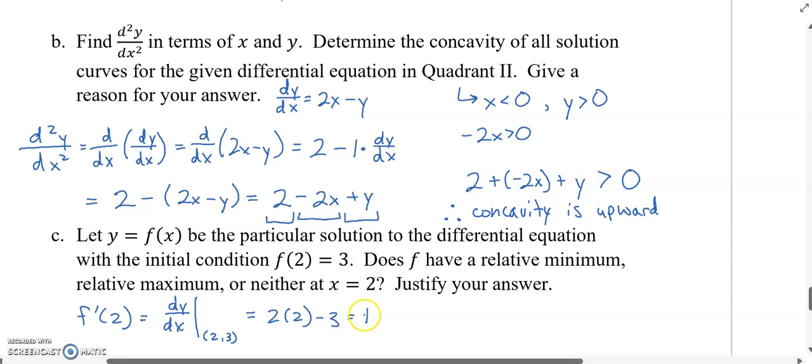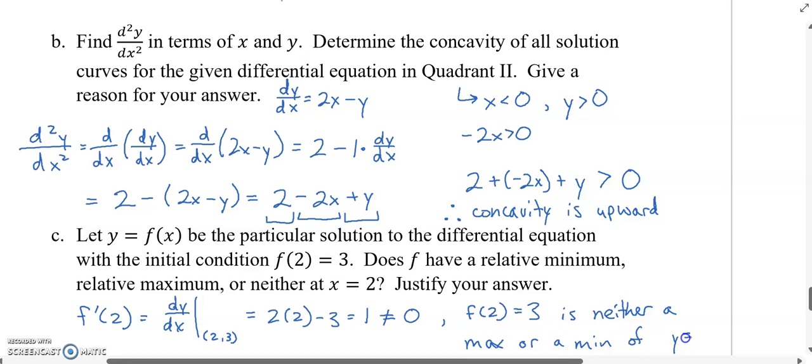So we don't have a max or a min, because if we have a differentiable function, then a max or a min must have a derivative of 0. So we would say, because 1 does not equal 0, f of 2 equals 3 is neither a maximum or a minimum of y equals f of x.